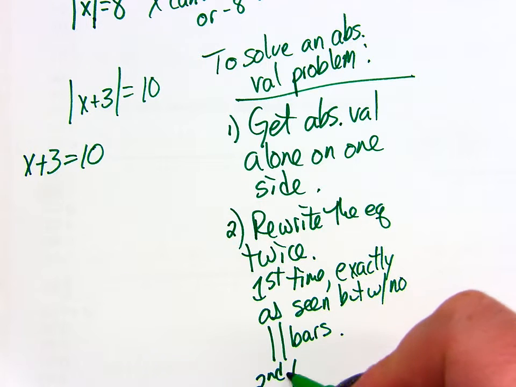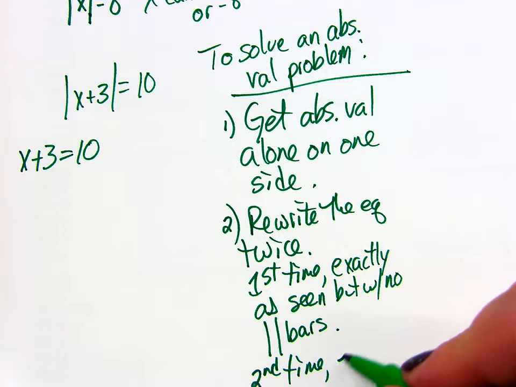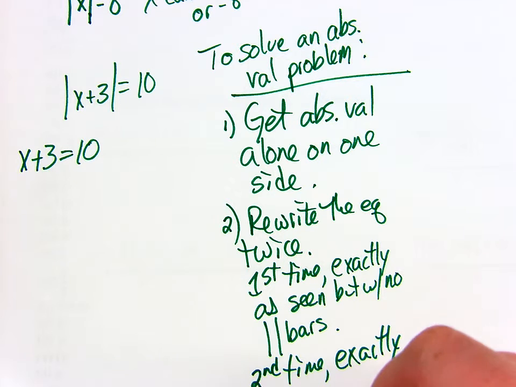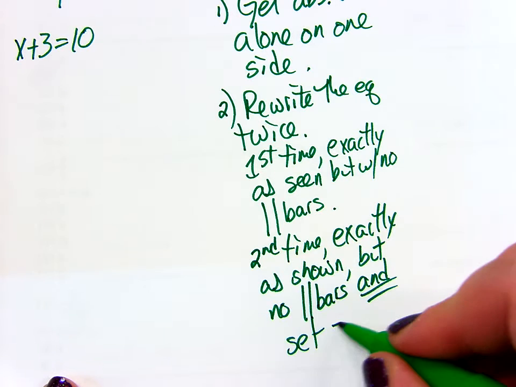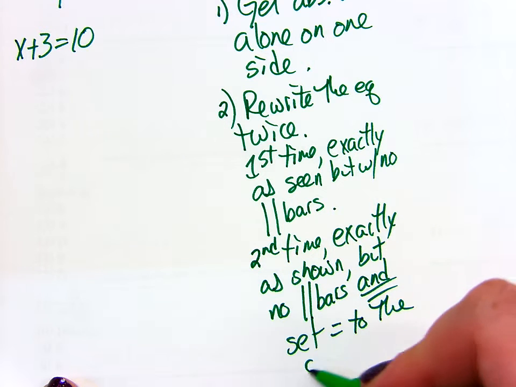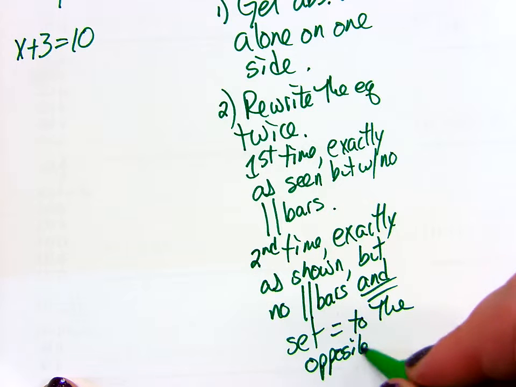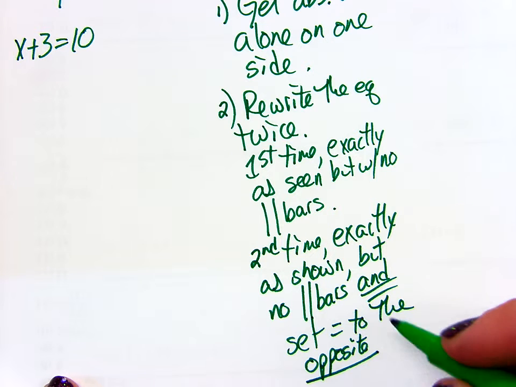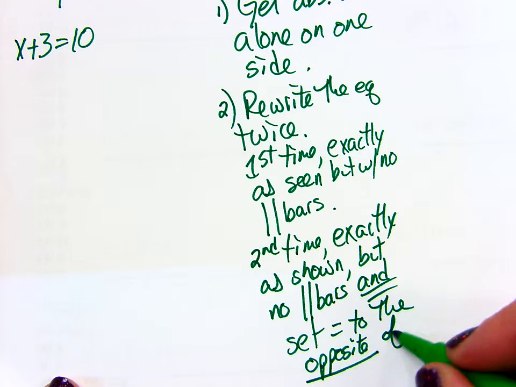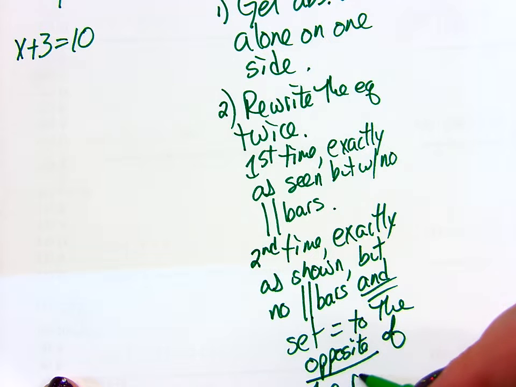So second time, exactly as shown, but no bars, and set equal to the opposite of the right-hand side. Let's say the other side, because it may not always be the right-hand side.